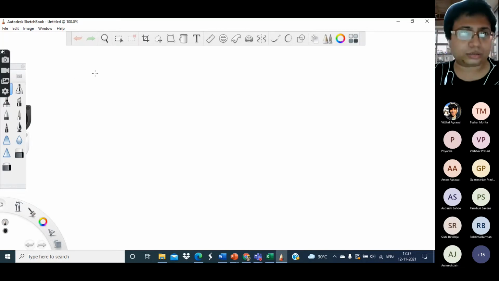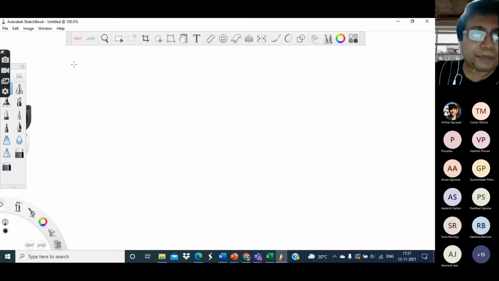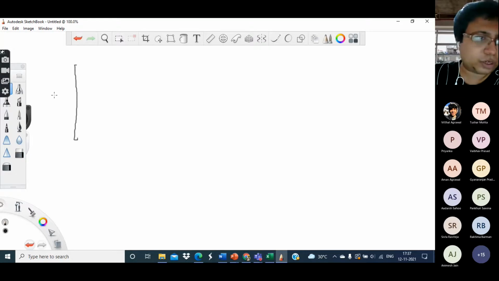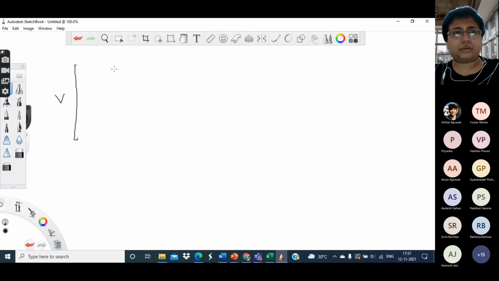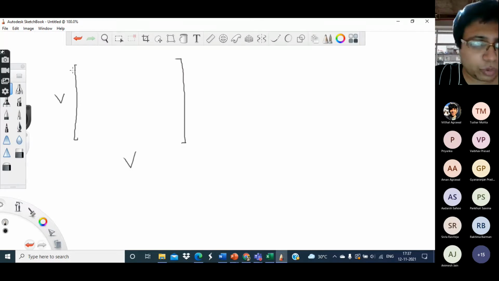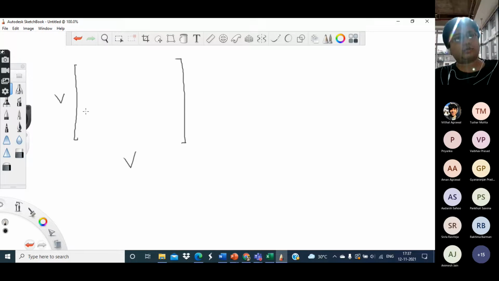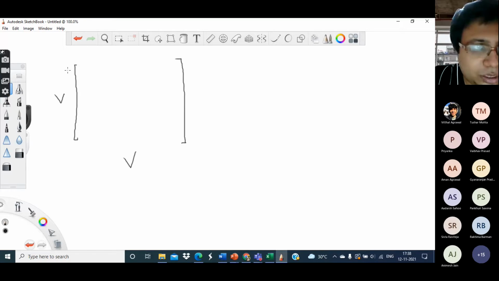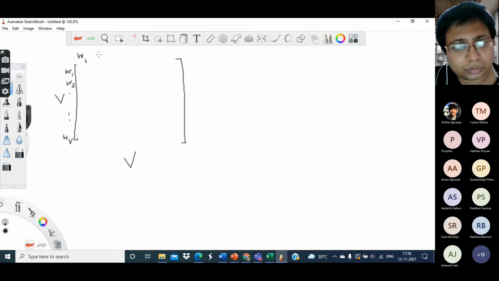One simple way in which I may want to represent a word as a vector is as follows. Suppose my vocabulary size is V. Let me build a V cross V matrix like this. Every row stands for each word in the vocabulary, and every column also stands for every word in the vocabulary. So W1, W2, all the way up to WV along the rows, and also W1, W2 up to WV along the columns.